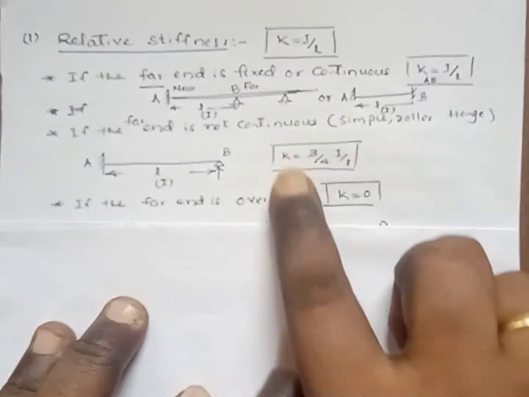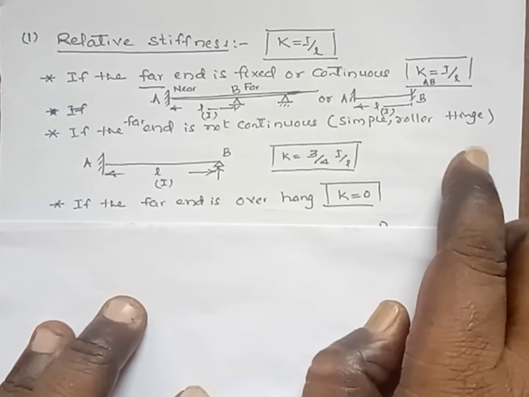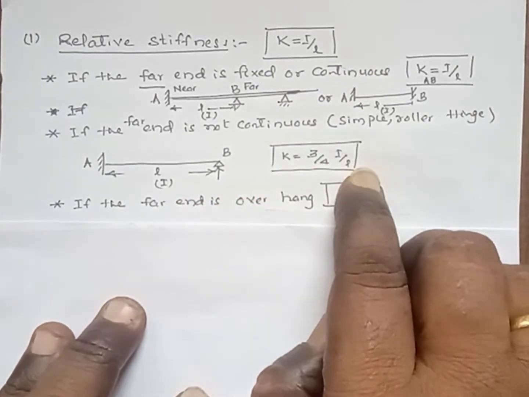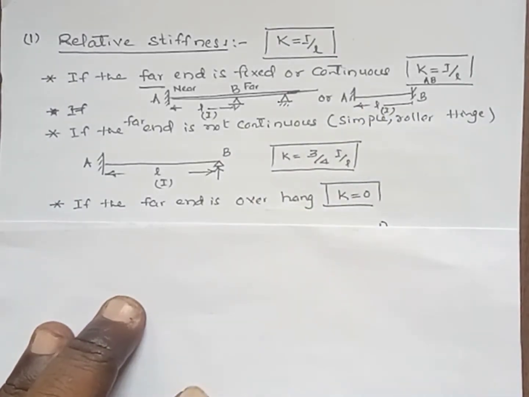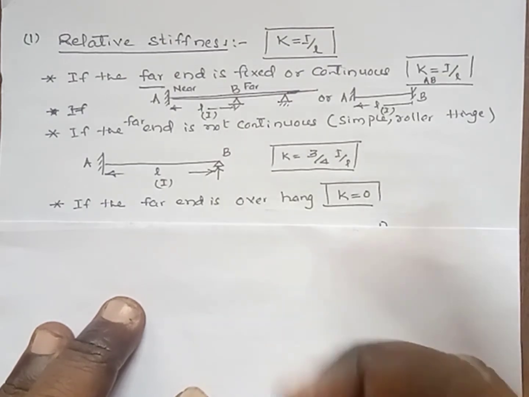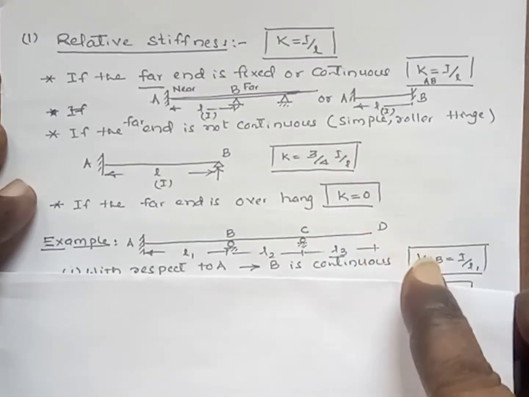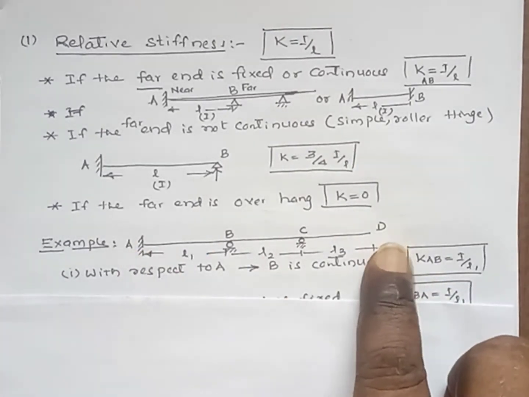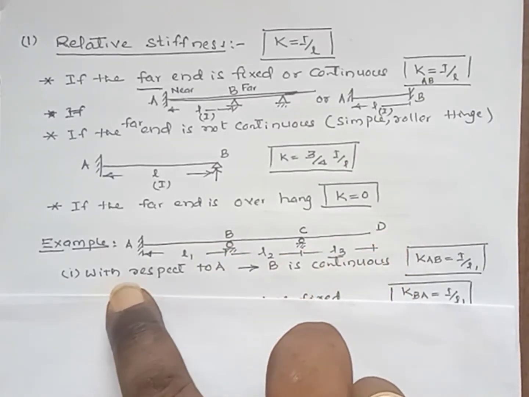If the far end is not continuous, it is on simple support, roller support, or hinged support, then we have to reduce K. That is K equals 3/4 of I by L. If the far end is on overhang, there is no stiffness, then K equals 0. Here the example: this one is a continuous beam, A to B, B to C, C to D, and C to D is overhang.